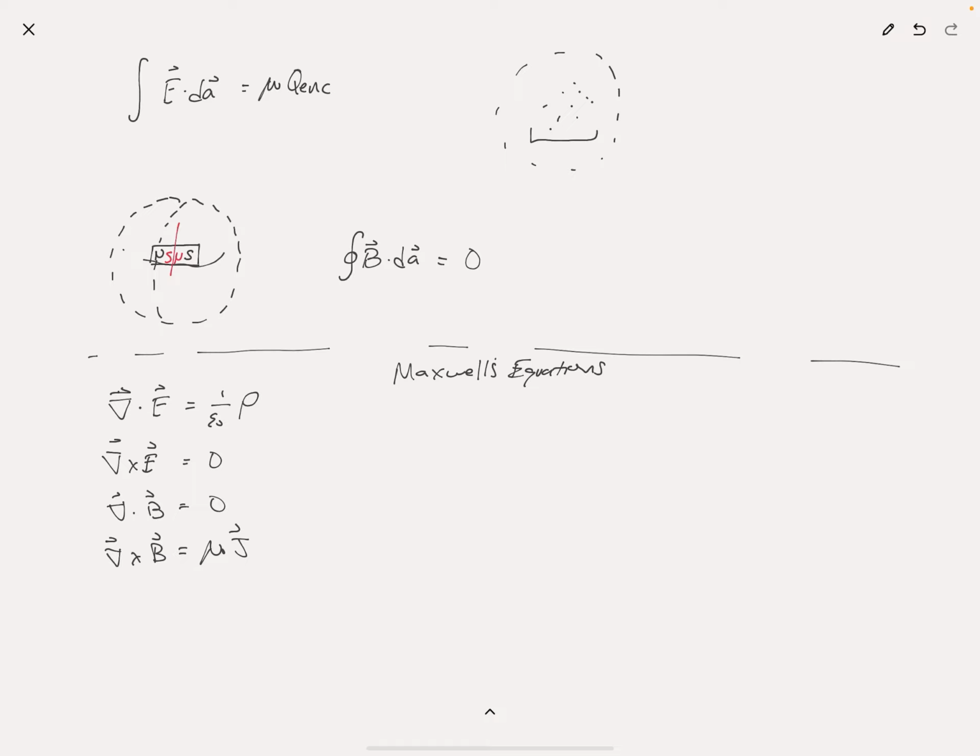These are all the Maxwell's equations in terms of electro and magnetostatics. So if you could calculate the electric fields from the charges and the magnetic fields from the currents, you can then calculate the force that a charge feels in the presence of an electric and magnetic field. And that's the whole goal of this class.